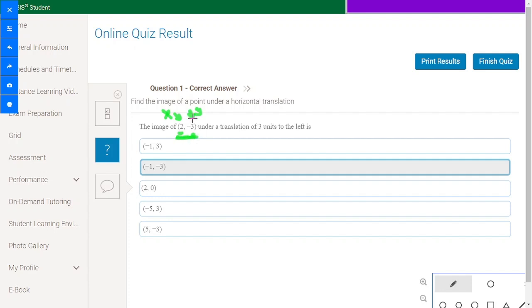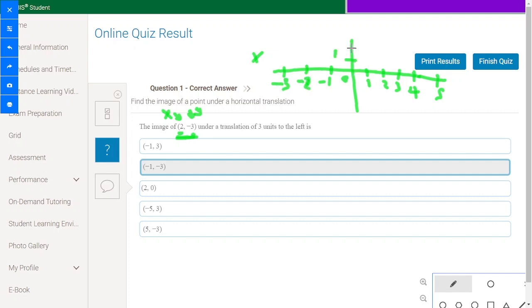So let's draw this point here in the coordinates. We have here 0, 1, 2, 3, 4, 5. This is the x axis. This is x, minus 1, minus 2, minus 3. Here 1, 2, 3. This one minus 1, minus 2, minus 3, minus 4.